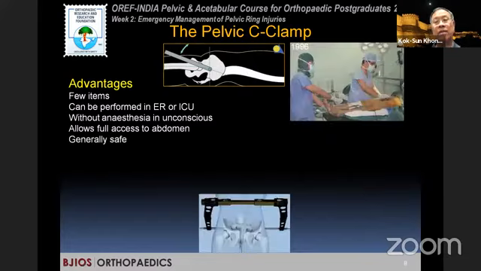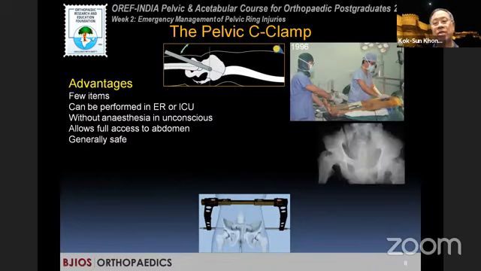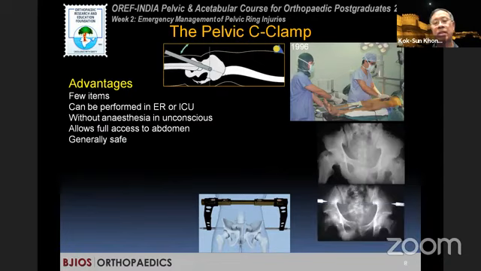There are some warnings, and you can see that in this picture of myself as a senior registrar and my registrar. I'm doing the traction on the C-type pelvic fracture, which is reduced with just 2 pins in the iliac wing.